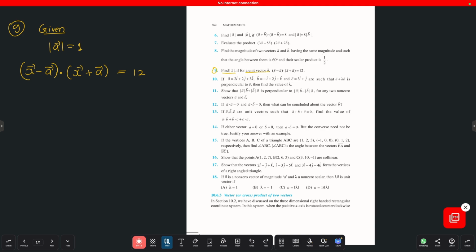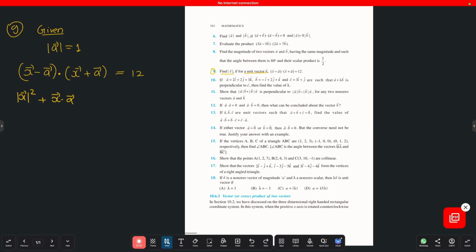Then multiply the dot product component wise. X dot X, the dot product with the same vector, is mod X square. Then minus mod A square. Plus X dot A, then minus A dot X, but A dot X is the same as X dot A, so they cancel. Then minus A dot A, the dot product with the same vector, is mod A whole square, equals 12.